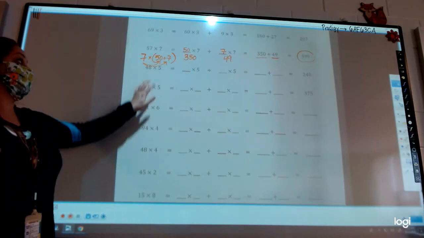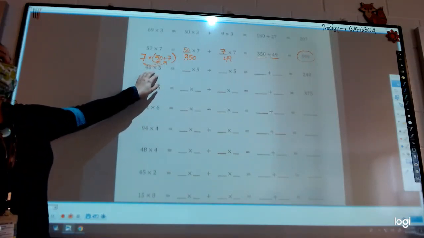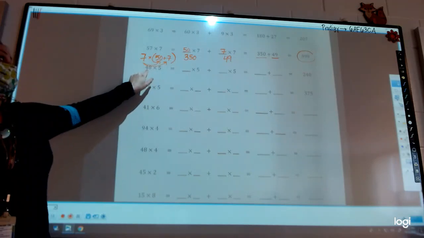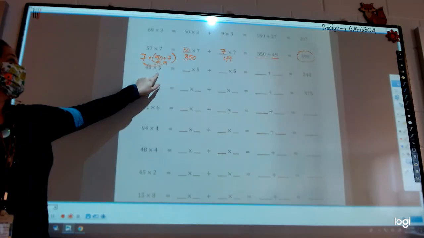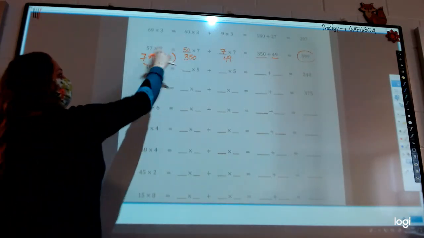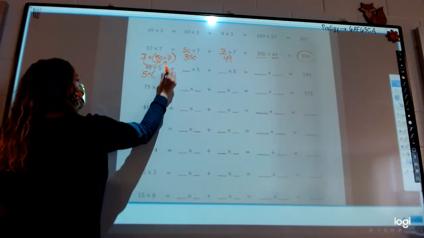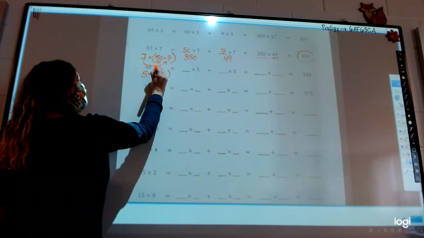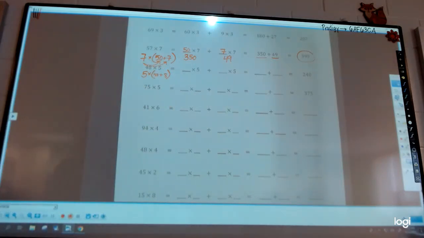All right, we're going to start the next problem. This time, you are going to try the beginning step on your own. Okay, which number do we need to split up, 48 or 5? Hayden? 48. Everyone do the first step that we write here, and then check with me. Try it on your own first, then check with me. See if we got the same answer.